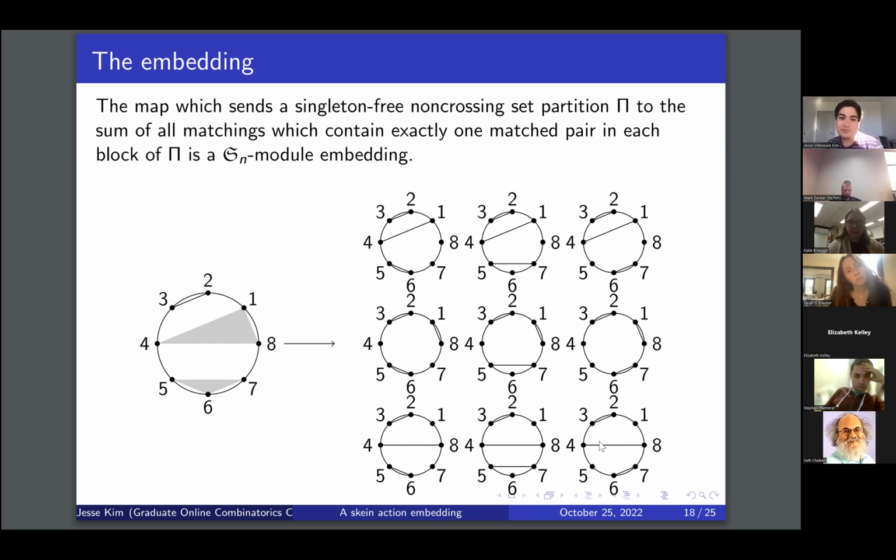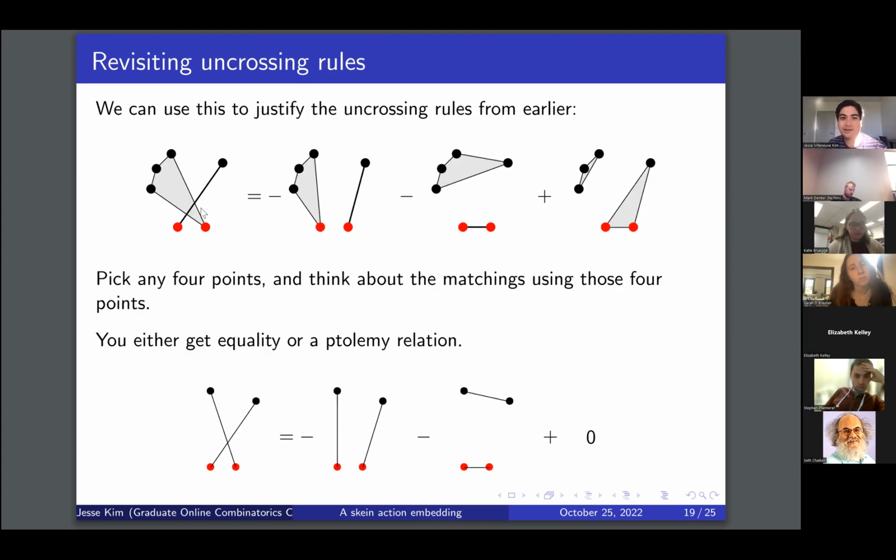And using this embedding, you can actually see why these uncrossing rules from earlier are the way they are. So if you think about what each of these set partitions is sent to, they're sent to all ways to take, well, we have to take this matched pair, and then we can take any one of the 6 ways to match 2 of these elements. And the way we can see that this is going to be the right relation is to think about selecting 4 vertices and focusing on what matchings using them appear in each of these terms.